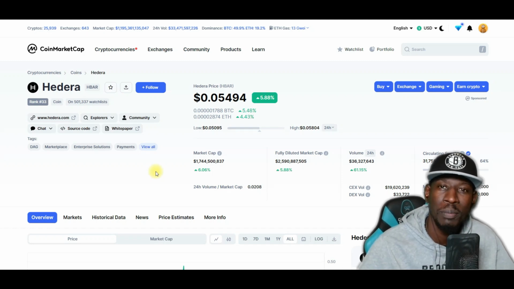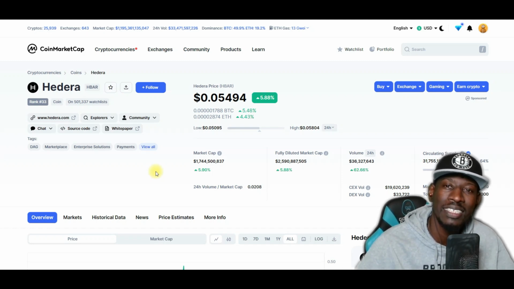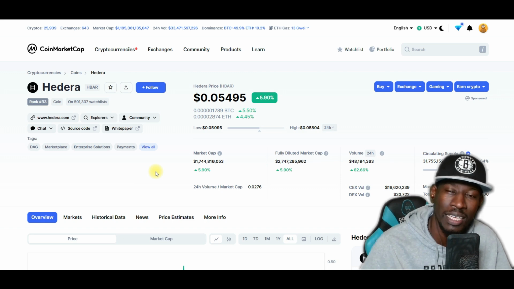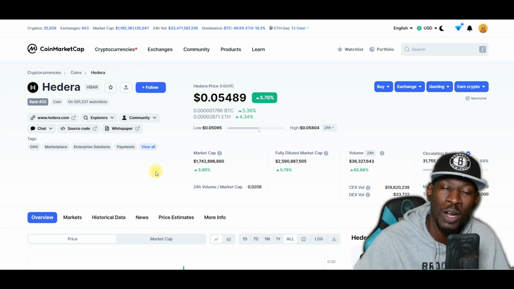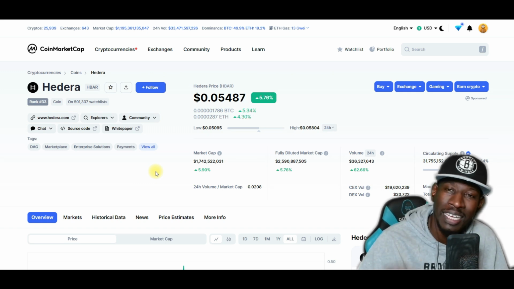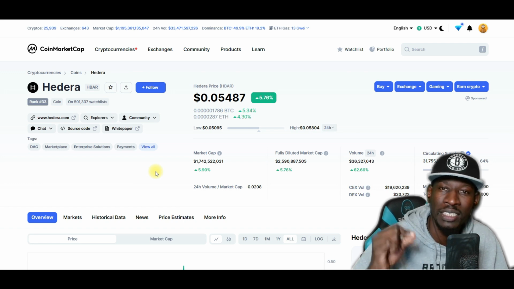So, Jack Levin made a decision that could change the X1 chain and possibly make it one of the best chains ever in crypto. And that involves Hedera Hashgraph.